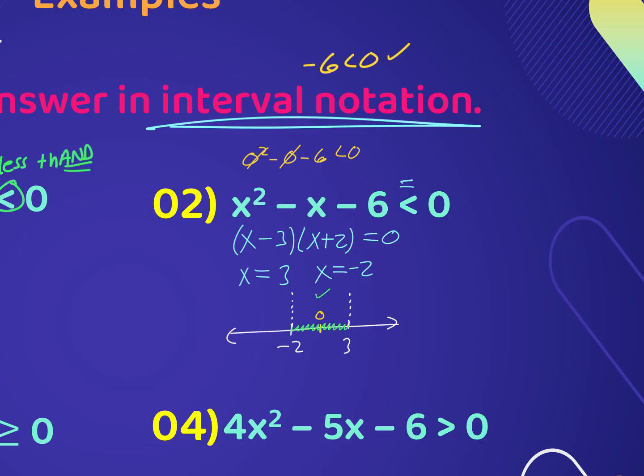So this middle section works, and these outer two do not, right? The sections alternate, and you're going to see that in the next example. Because this is a strict inequality, I'm going to have open circles, and around open circles, I'm going to have parentheses. So this is going to be -2 to 3. And then that's our answer in interval notation.